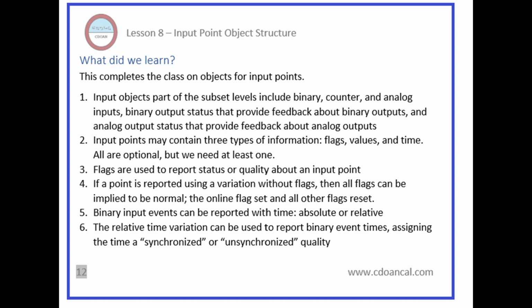Flags are used to report status or quality about an input point. If a point is reported using a variation without flags, then all flags can be implied to be normal. That is, the online flag set and all other flags reset. Binary input events can be reported with time, absolute or relative. The relative time variation can be used to report binary event times, assigning the time a synchronized or unsynchronized quality.